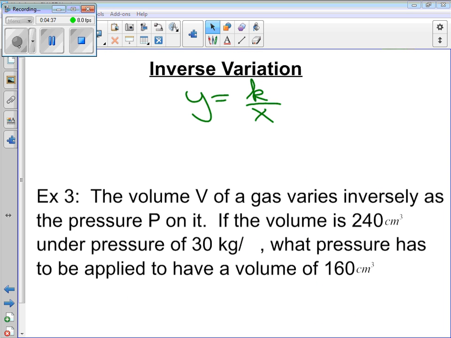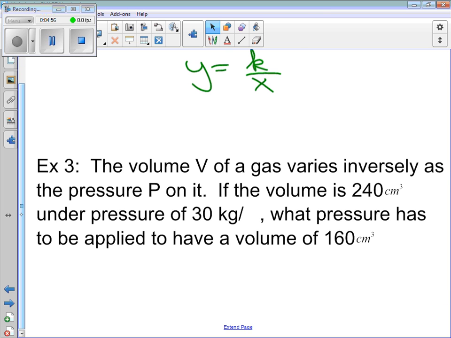Now next we have inverse variation. With inverse variation, the equation changes up a little bit. It's inversely proportional. y equals k divided by x. And k is still a constant. And y and x are just going to be involved in our problem. x is the independent and y depends on the x.